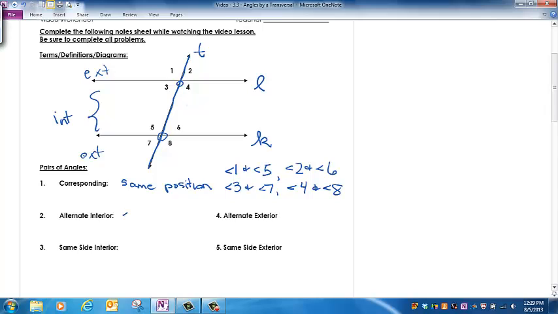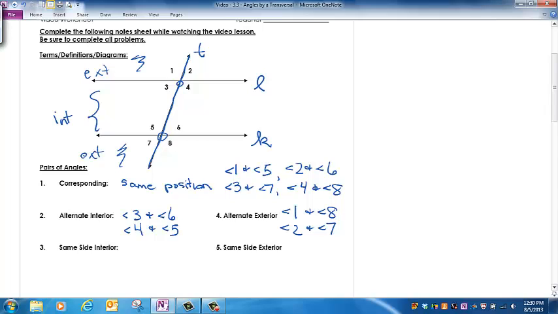So for example, angle 3 and angle 6. What would be another pair? You got it, angle 4 and angle 5. Well, if we have alternate interior, we probably also have alternate exterior. So now we're looking outside of our lines on alternating sides of the transversal. So for example, angle 1 and angle 8 and angle 2 and angle 7.